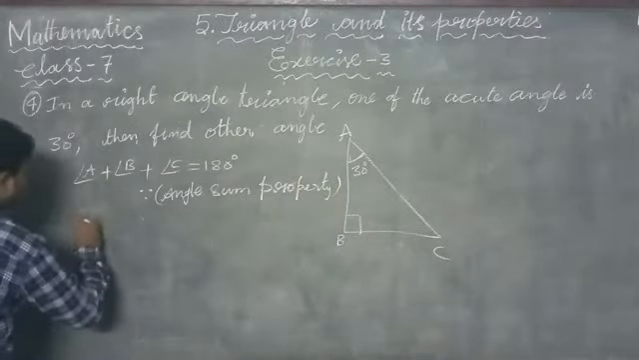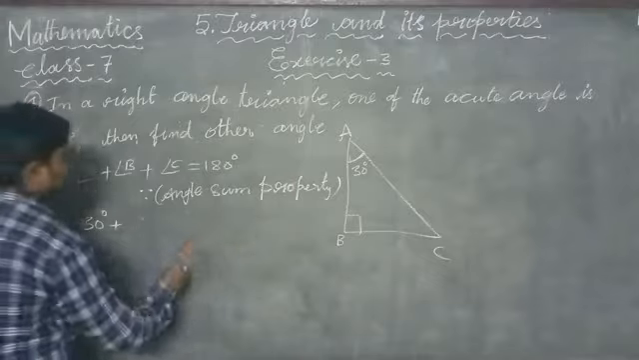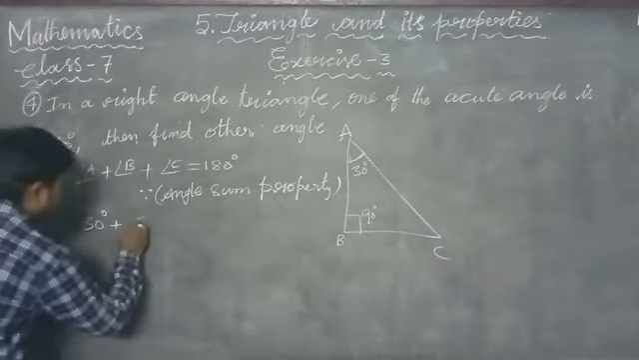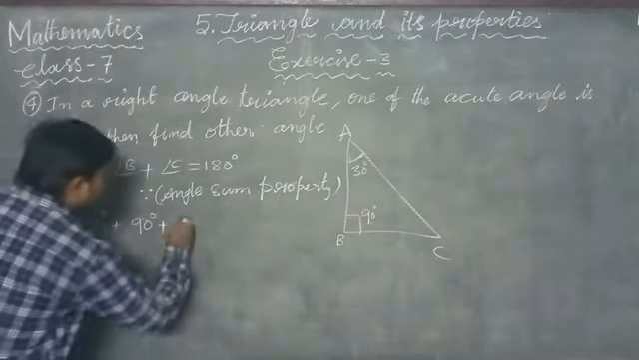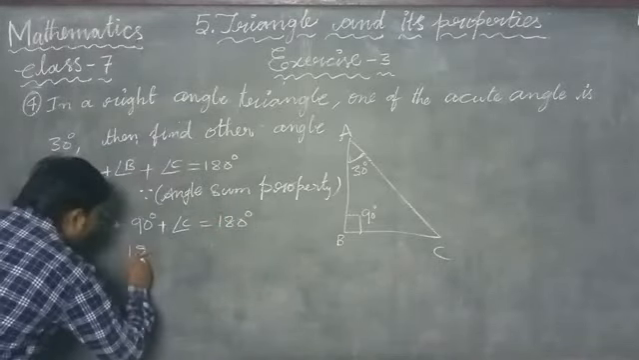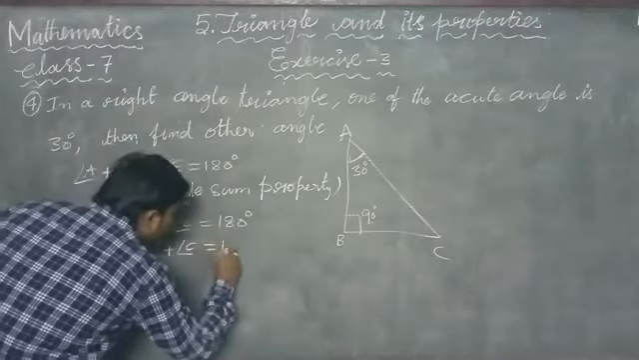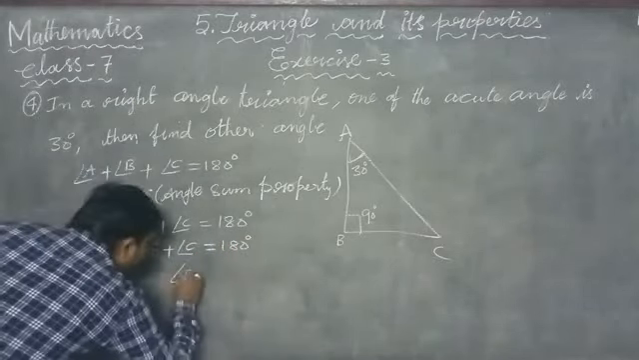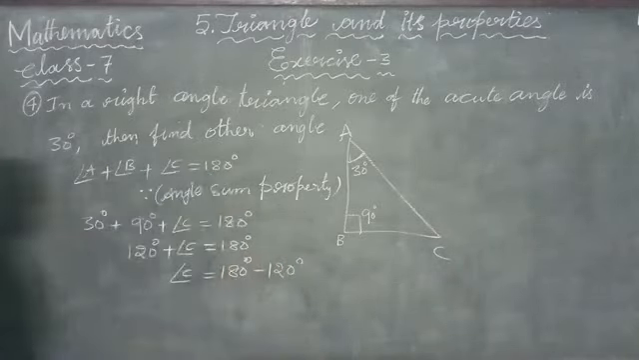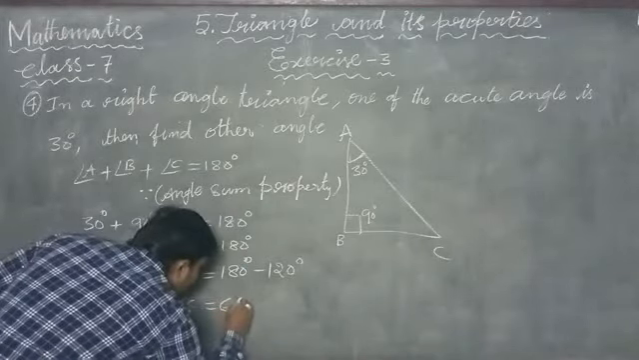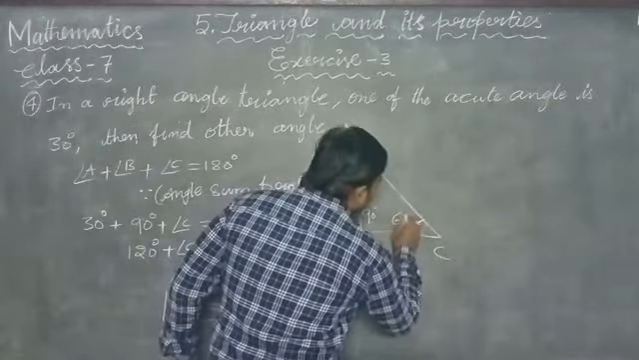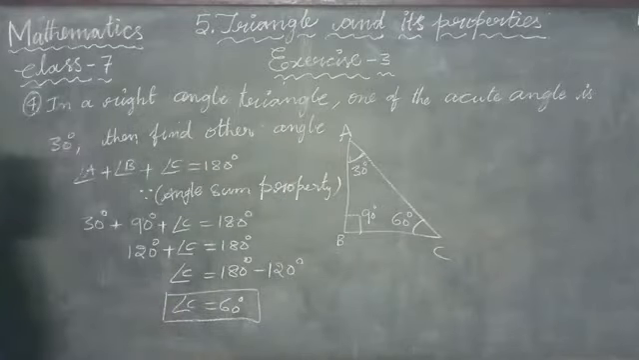Okay, here angle A equals 30 degrees, plus angle B equals 90 degrees since it is a right angle, plus angle C, which we have to find, equals 180 degrees. Here 30 plus 90 is 120 degrees, plus angle C equals 180 degrees. Then angle C equals 180 degrees minus 120 degrees. Finally angle C equals 60 degrees. Okay, this is the other acute angle.